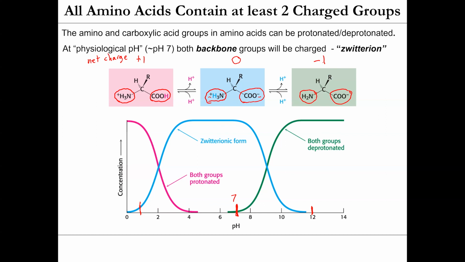So look back at our discussion on pKa's, and this will make a lot more sense to you. But it's important to know that at physiological pH, this is going to be the dominant form of amino acids. So they're going to have a positive amino group and a negative carboxylic acid group. And since both groups are charged, the term for that is a zwitterion, so two ions.